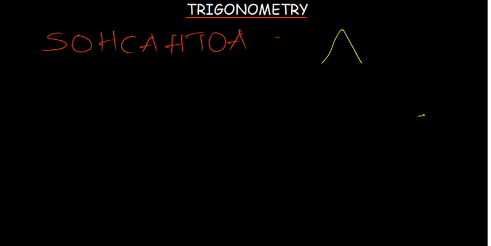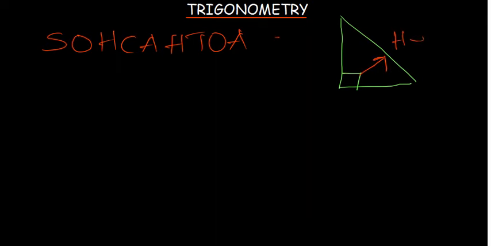Now the trig ratios apply to what we call the right angle triangle, a triangle in which you get to see a 90 degrees. So we call that the right angle triangle. The side that is opposite to the right angle, we call the hypotenuse. It's the longest side in a right angle triangle.